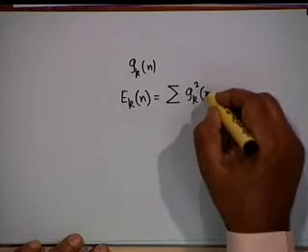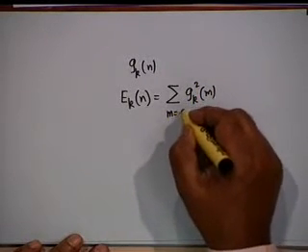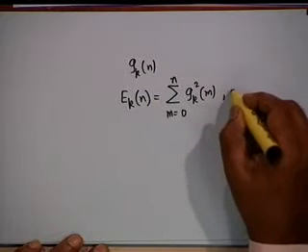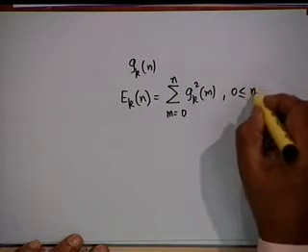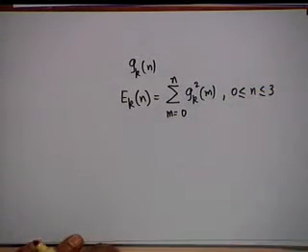3C2 is 3. You are right, you are right. One more, yes. That is right. I made a mistake. The third one says the sum of GK squared M, M equal to 0 to N, with 0 less than or equal to N less than or equal to 3.